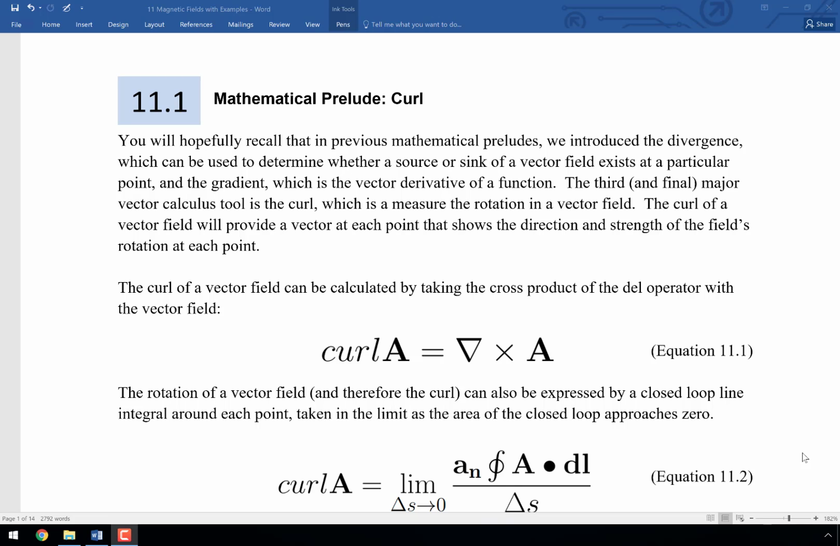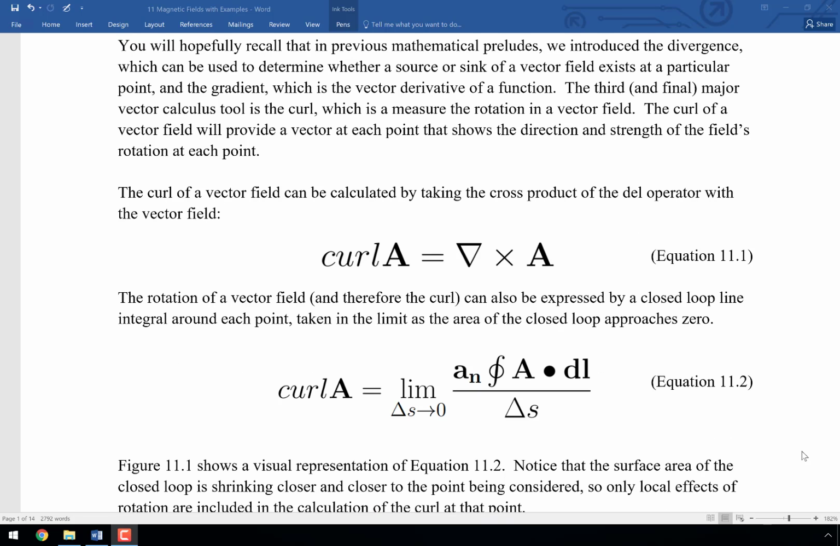And the curl is really talking about how much a vector field is rotating. So is it rotating? Is it revolving? Think of like if you have water flowing in a river, that is not rotating, but water in a whirlpool is rotating. Think about wind blowing in a straight line, no rotation, but a hurricane or a tornado definitely has rotation. And we're going to see the same thing when we talk about magnetic fields.